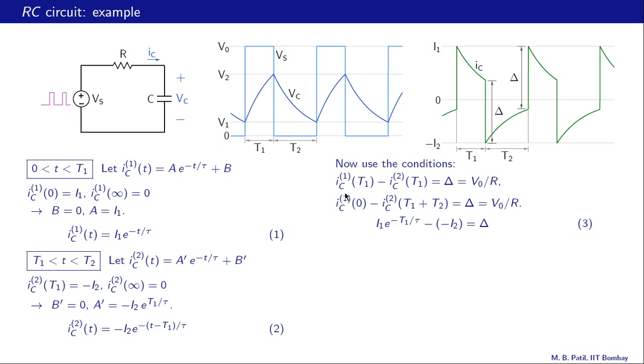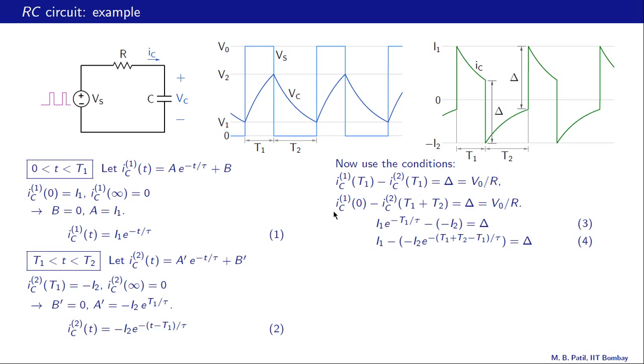What is IC in the T1 phase at t equal to T1? This is our equation for IC in the T1 phase. So let us put t equal to T1 over here, and then we get this first term over here. What about IC in the T2 phase at t equal to T1? This is our IC in the T2 phase. So we put t equal to T1 here. Then we get e raised to 0, that is 1. And therefore, this IC at T1 boils down to minus I2, like that. And the difference between these two terms must be equal to delta.